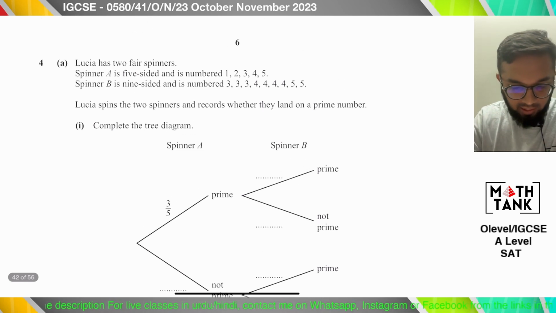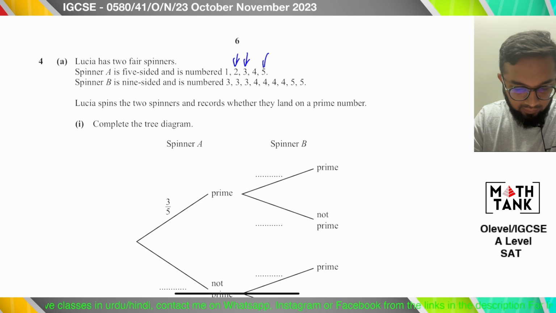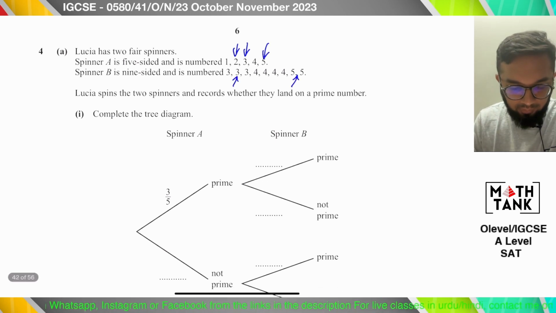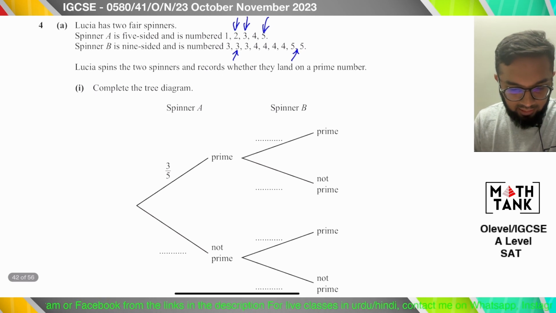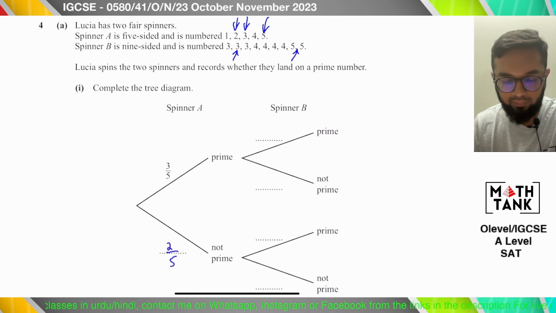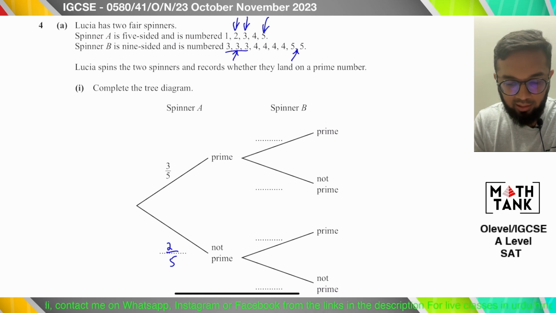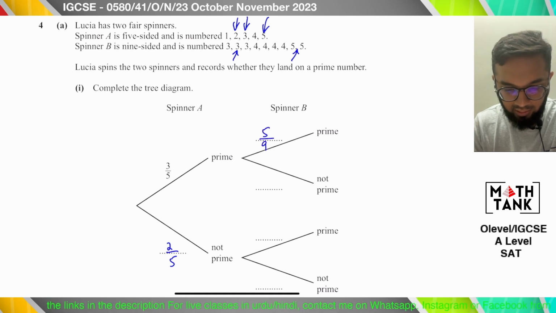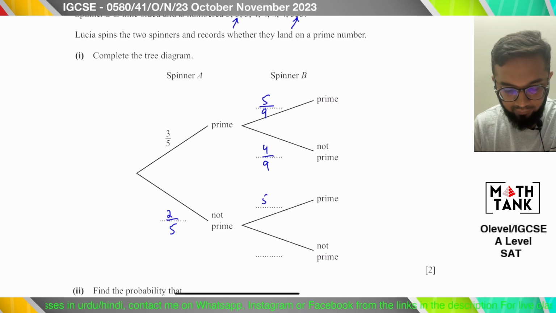Okay, so which of these are prime? 2 is prime, 3 is prime, and 5 is prime. 3 is prime and 5 is prime. Okay, so spinner A, the probability of landing upon a prime number is 3 over 5. So the probability of not landing on a prime number is 2 over 5. Spinner B has how many primes? It has 3 and 2, 5 out of a total of 9. Okay, so 5 out of 9 are prime and 4 out of 9 are not prime.